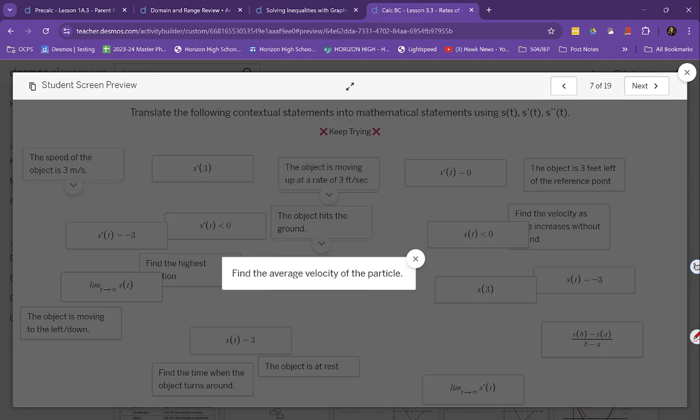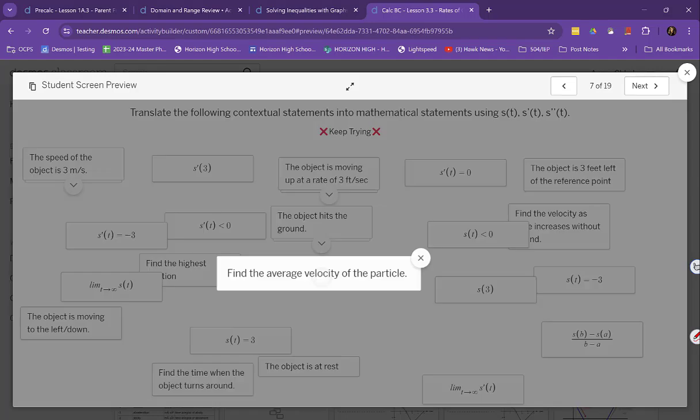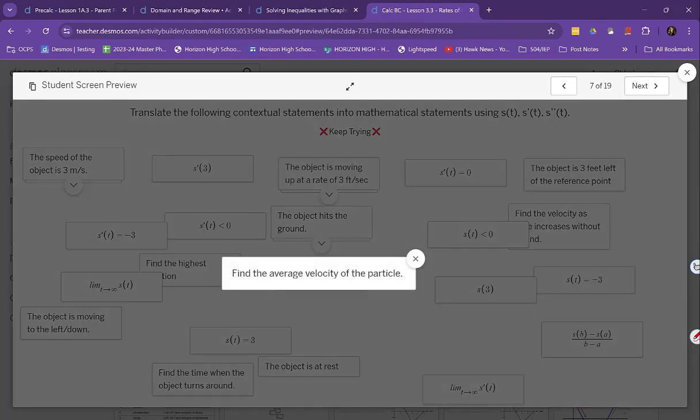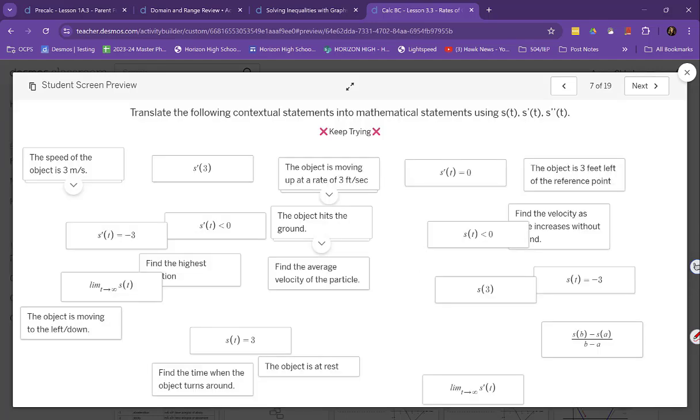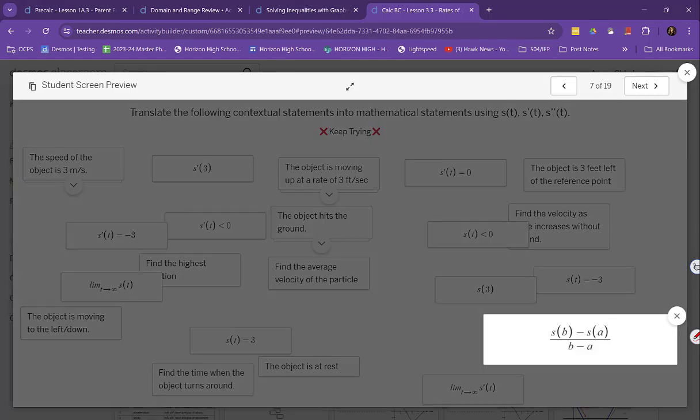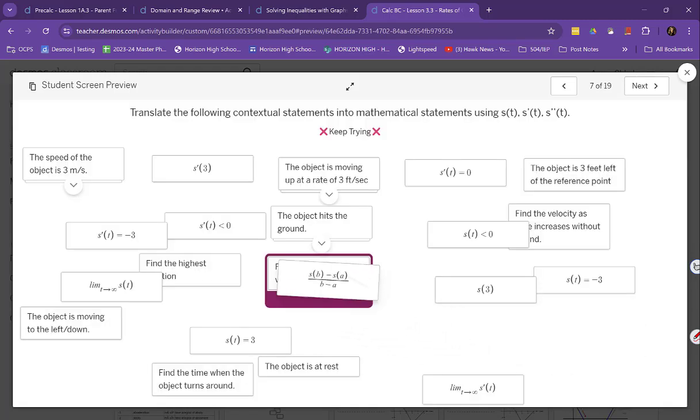Find the average velocity of the particle. So an average velocity would be an average rate of change of position. So average rate of change of position, that's going to be this guy right here. There's our average rate of change formula, y2 minus y1 over x2 minus x1. Anytime you see the words average rate of change, you're looking for the algebra 1 slope formula.